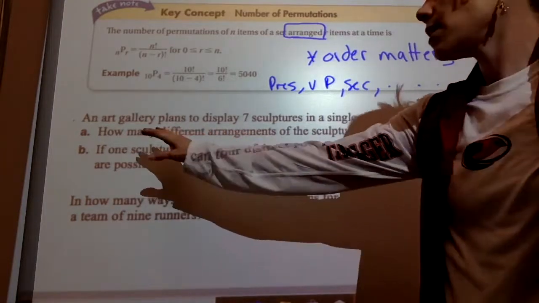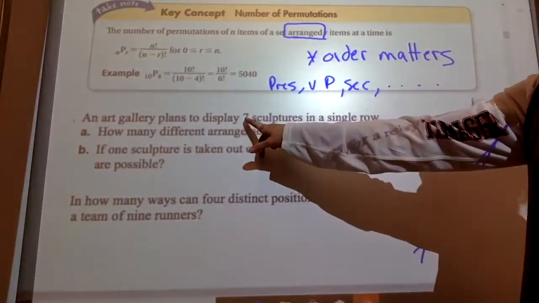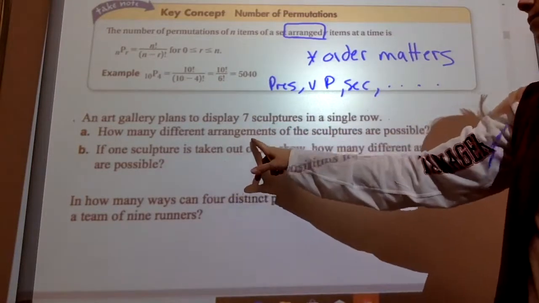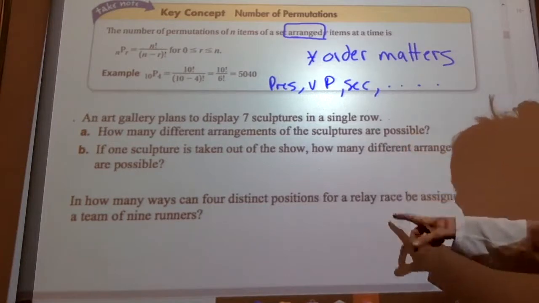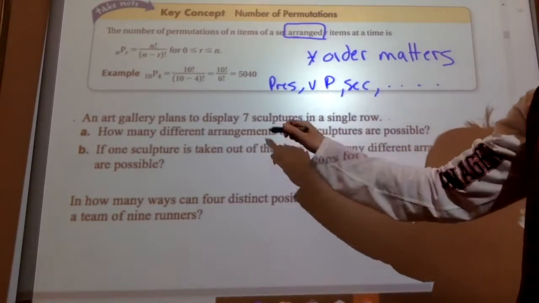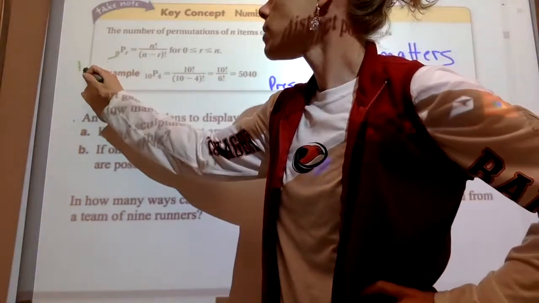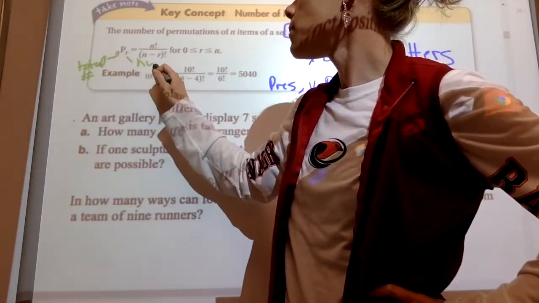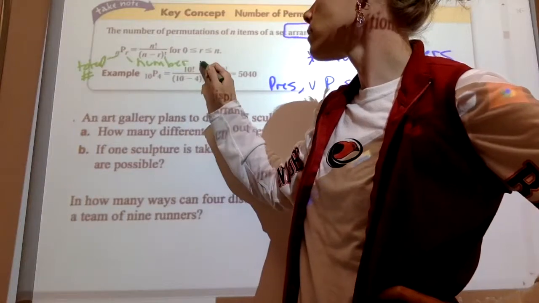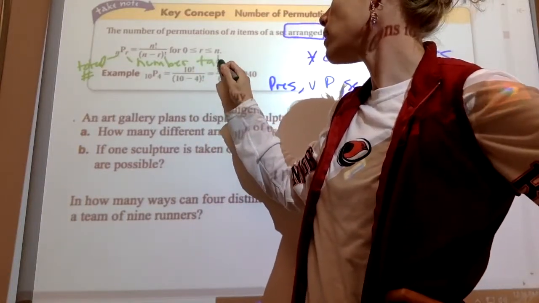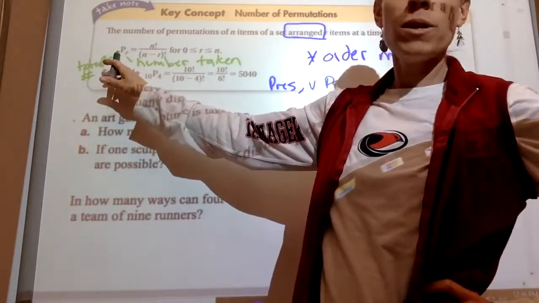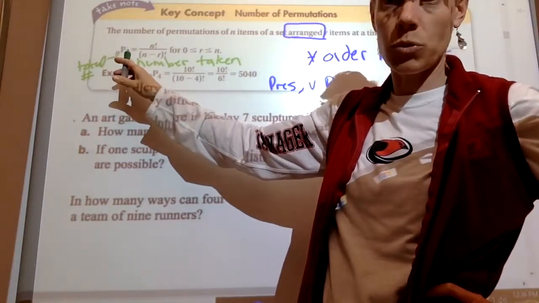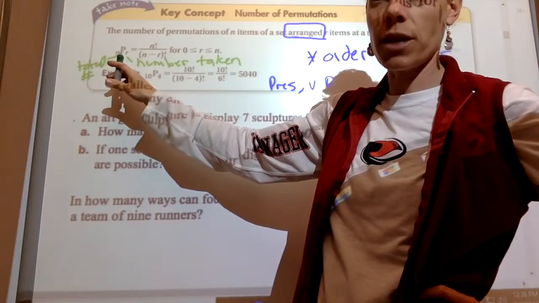So let's look at some examples. An art gallery plans to display 7 sculptures in a single row. How many different arrangements of the sculptures are possible? So what you need to know to set this up is N is always the total number, and R is the number you're considering, or the number taken. N always has to be a bigger number or your calculator will tell you error, so you really can't do it wrong if your numbers are correct.